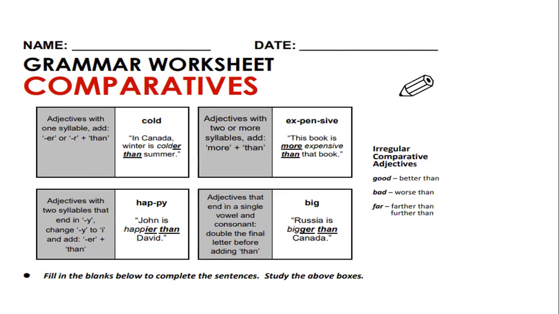The adjectives with two or more syllables add more plus than in the comparative, right? Expensive, one, two, three syllables. So I use more than. This book is more expensive than that book. So I'm comparing two books. For adjectives that end in a single vowel and consonant, remember, consonant, vowel, consonant, you double the final letter, the final consonant, before adding than. Big, bigger, right? Russia is bigger than Canada. So remember always the irregular comparative adjectives: good, better than; bad, worse than; far, farther than, or further than, right?